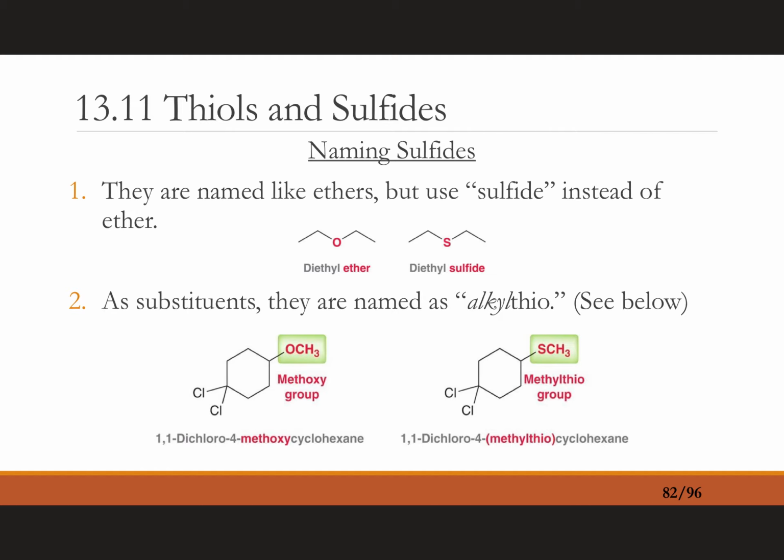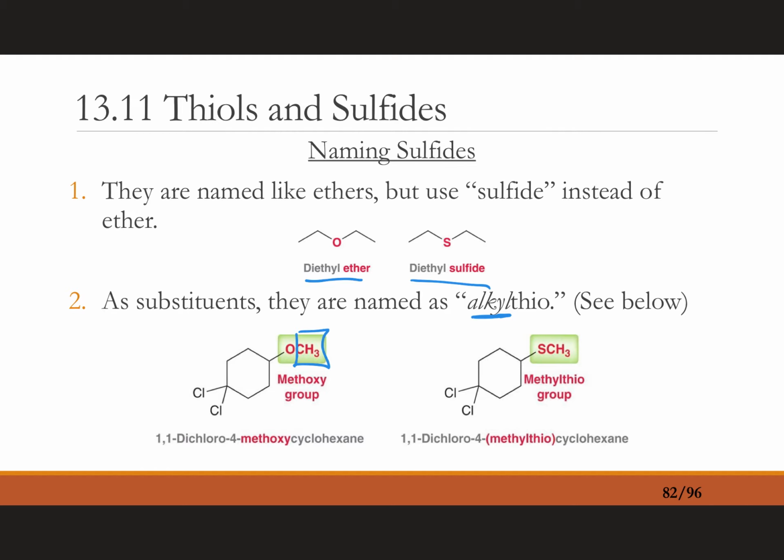All right, now naming sulfides. They're named like ethers, but use sulfide instead of ether. So we have diethyl ether and diethyl sulfide. As substituents, they're named as alkyl thio. And so see below what I mean by this. Alkyl is just whatever the alkyl group is coming off.